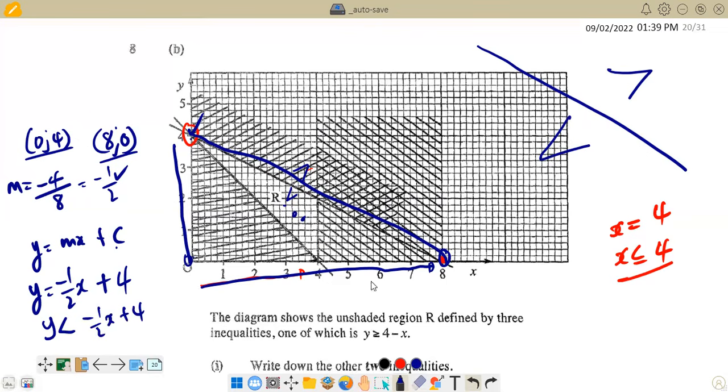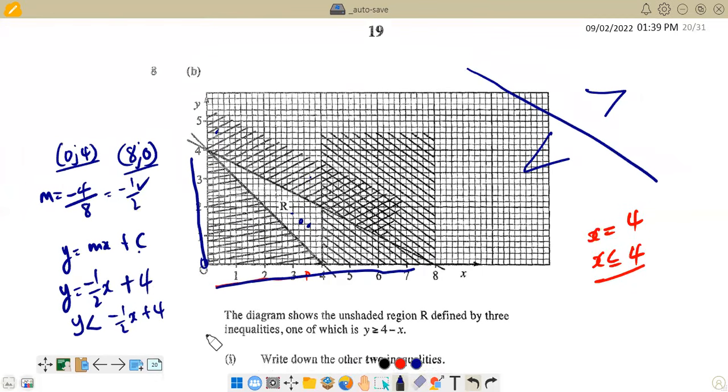Then we cross-check our line. Is it continuous or not? This one is a continuous line. As you can see, the line is continuous. So if it is a continuous line, you use the equal to. But if it is a broken line, you leave it like that. So this one is going to be less than or equal to, like that. So that was the inequality, guys.